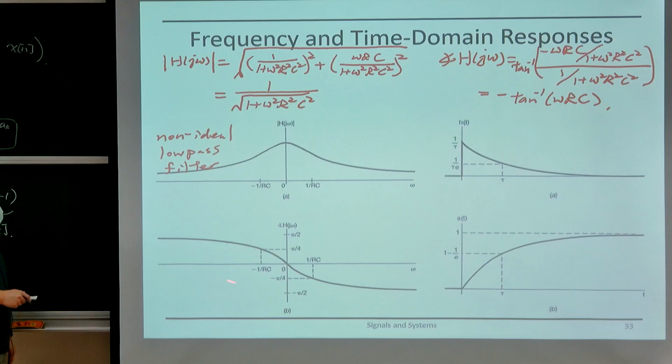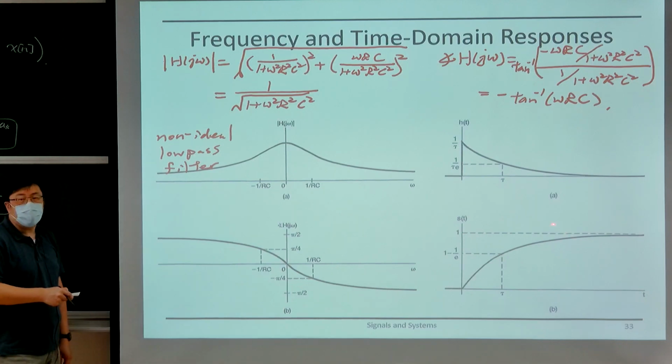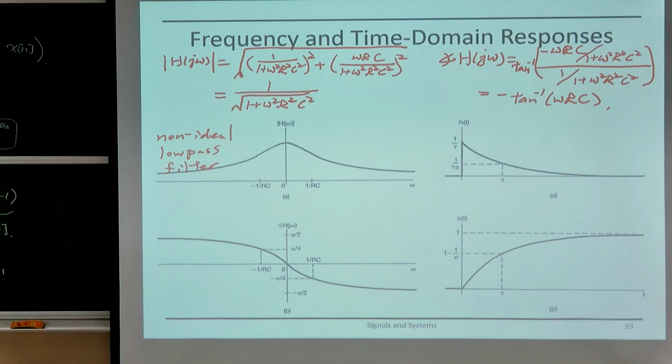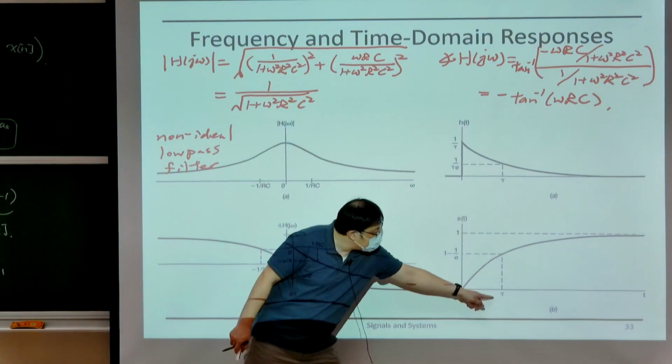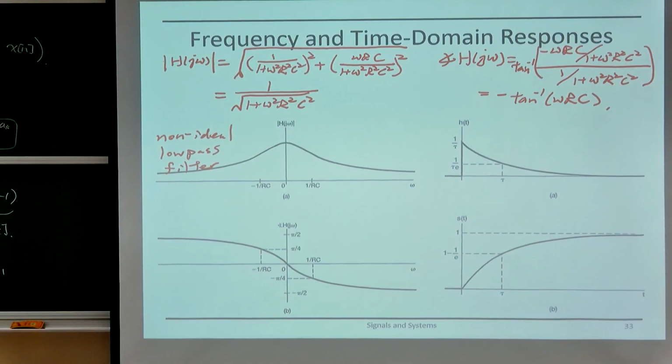Now this is the frequency response. On the right-hand side, what we have is the unit step response, S of t, and the unit impulse response. The tau here is actually the constant R times C. So on the right here, we have the step response, where you get S of t equal to 1 minus e to the minus t over RC times u of t.